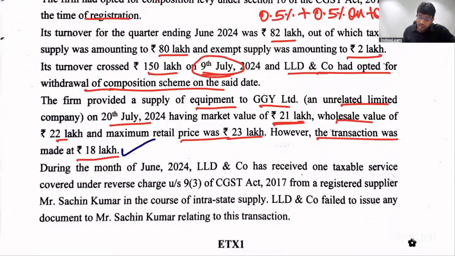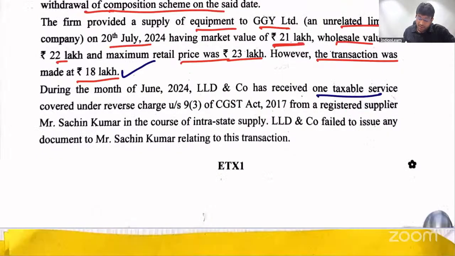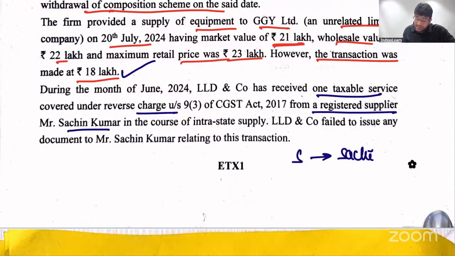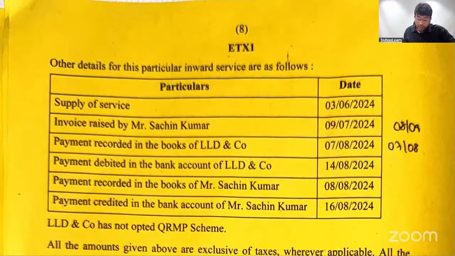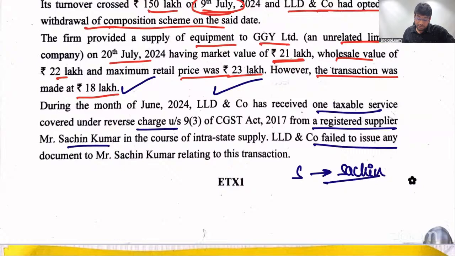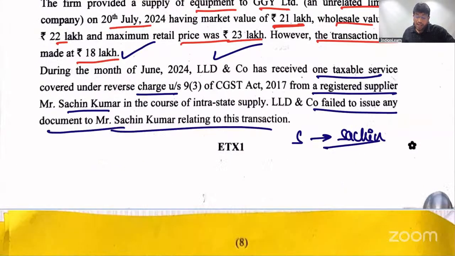During the month, they received one taxable service covered under reverse charge from a registered supplier Sachin Kumar. So that means supplier is Sachin and recipient is LLD and Co. Now you see, they failed to issue any document related to the transaction. They failed to issue any document to Sachin Kumar related to this transaction.